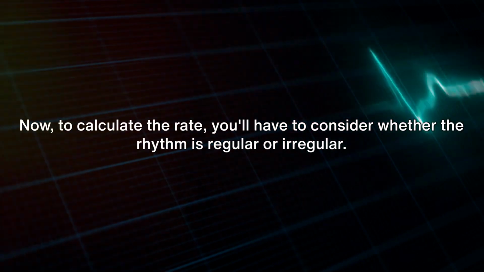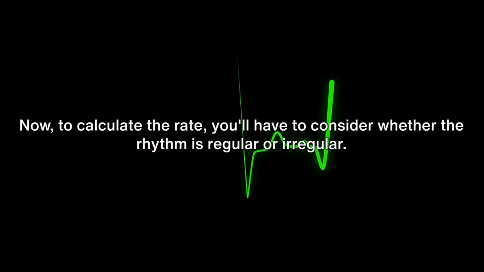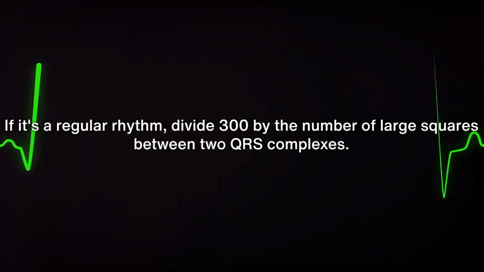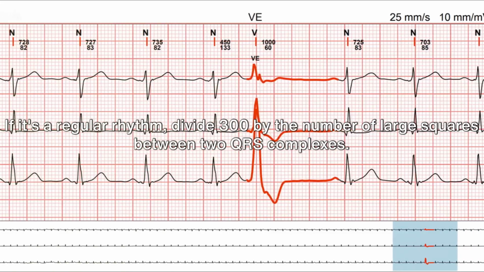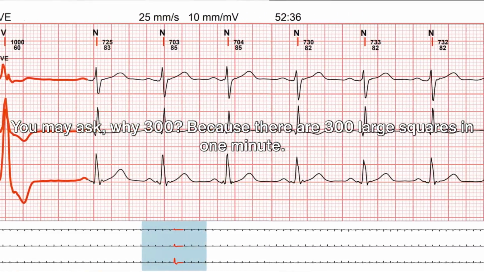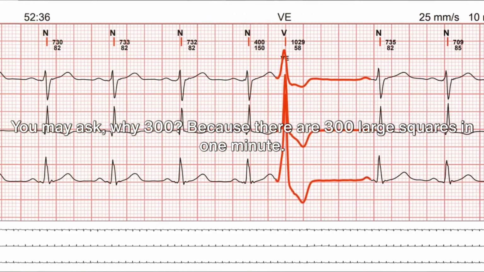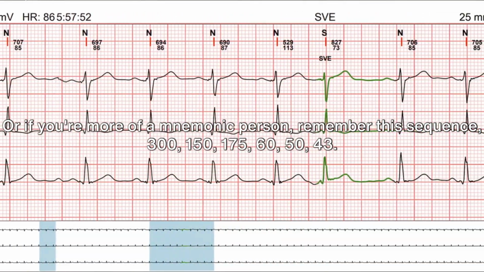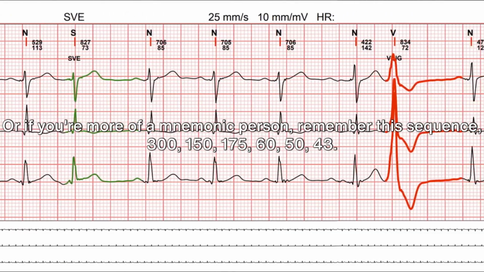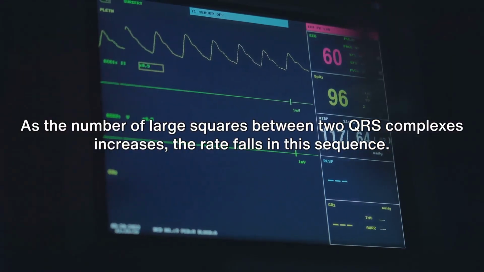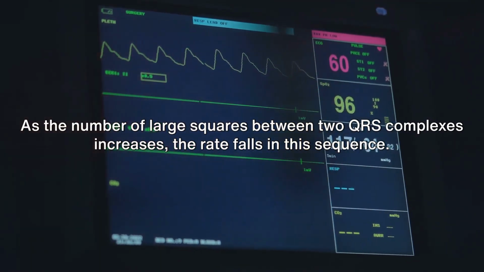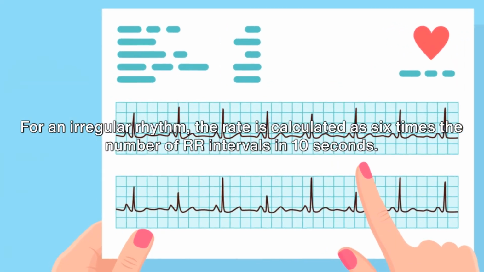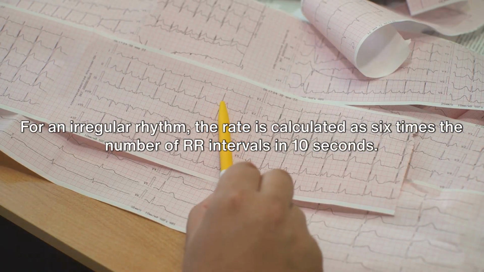Now, to calculate the rate, you'll have to consider whether the rhythm is regular or irregular. If it's a regular rhythm, divide 300 by the number of large squares between two QRS complexes. You may ask, why 300? Because there are 300 large squares in 1 minute. Or if you're more of a mnemonic person, remember this sequence. 300, 150, 100, 75, 60, 50, 43. As the number of large squares between two QRS complexes increases, the rate falls in this sequence. For an irregular rhythm, the rate is calculated as 6 times the number of RR intervals in 10 seconds.